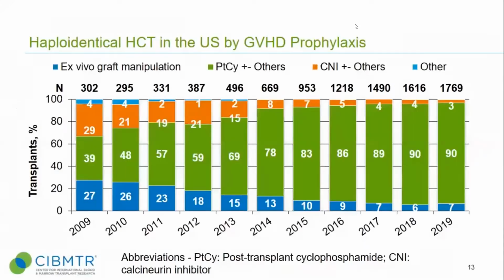So this has become increasingly popular because of its safety and low cost, and here you can see that more recently, 90% of haploidentical transplants in the US are done with PTCy in preference to other post-transplant immunosuppression.